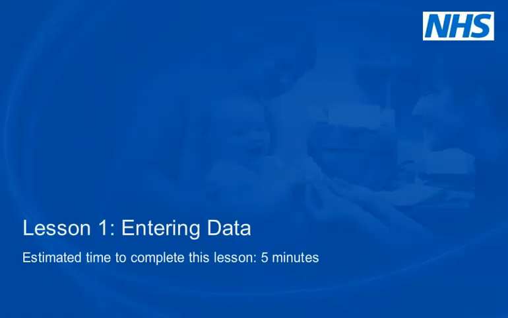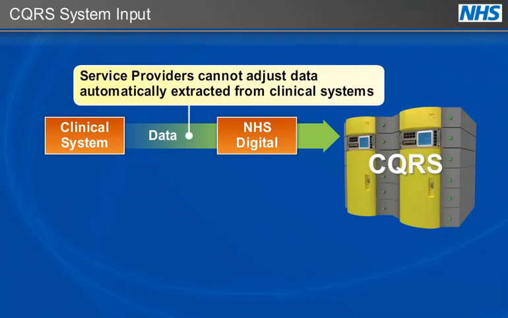Let's begin by reviewing how automatic data extraction works and how automatic and manual data extraction interact. Recall that on at least a monthly basis, NHS Digital extracts the required data from the GP clinical systems primarily through the General Practice Extraction Service, or GPES, which aggregates the data and passes it to CQRS. Note that data extracted in this way cannot be updated or amended manually by the service provider.